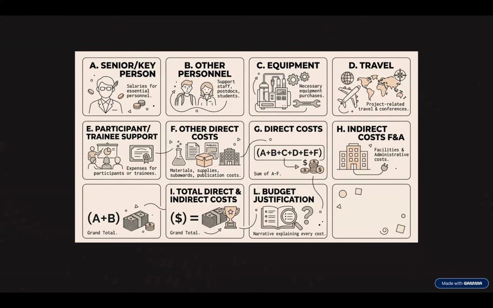Then travels, training support, or other direct costs. In case you want to publish any materials and you need funding, you can put it there. Then to now get your direct costs, you add up everything from A to F. The indirect costs is there. So when you now add up your direct plus your indirect costs, that will now be your total costs for the budget. Direct plus indirect will be the total.